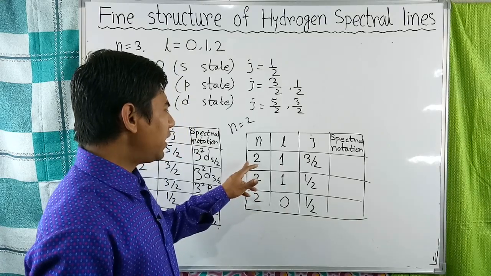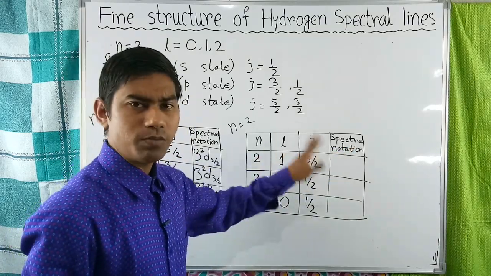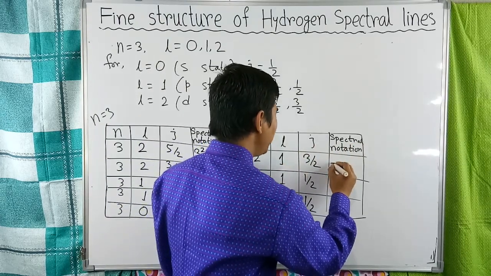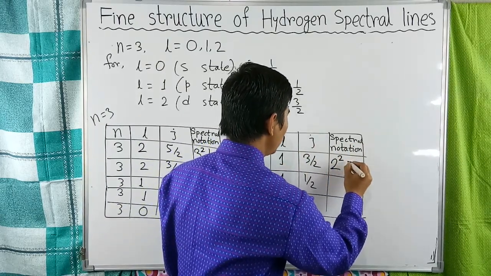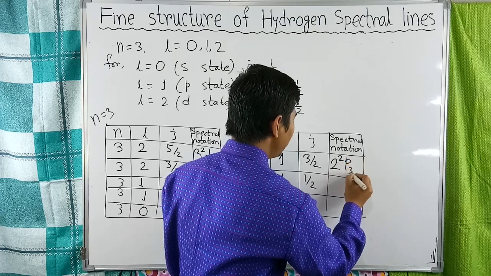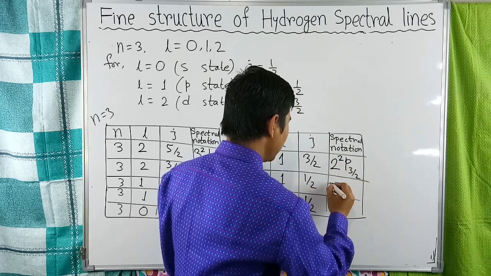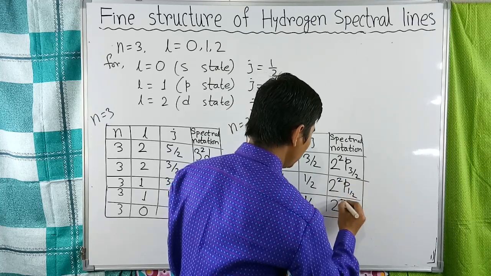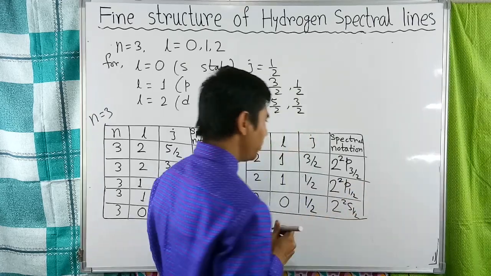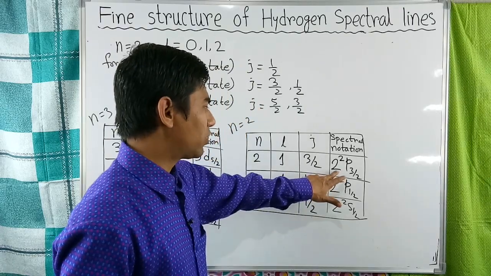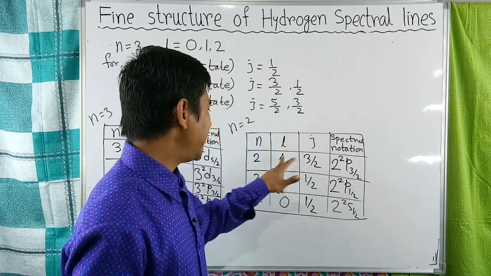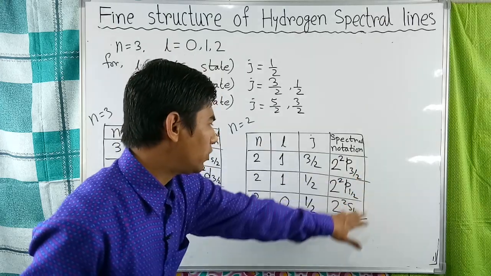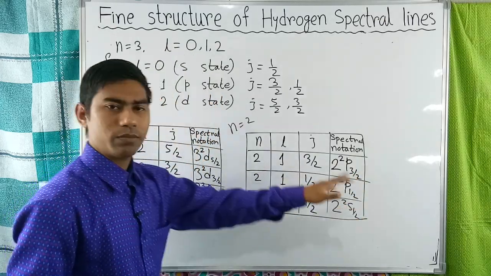Now similarly we write the spectral notation of these states. The spectral notation of this quantum state will be 2p 3/2. Similarly, this is 2p 1/2, and this is 2s 1/2. Here we write the principal quantum number, then for l equals 1 there is the p state, and this is the value of J. Similarly, we write all the spectral notations of these quantum states.